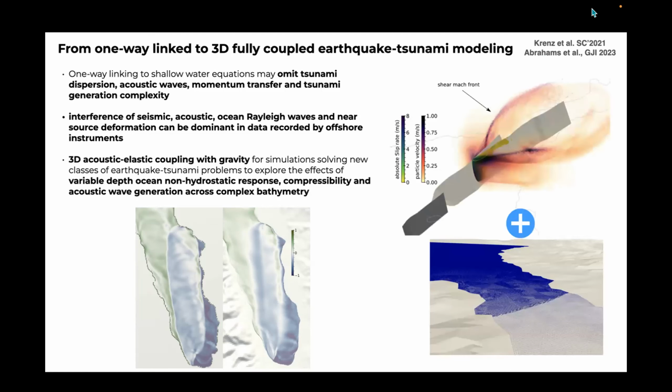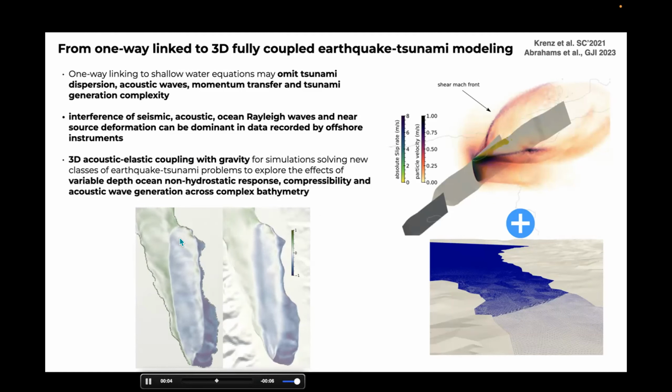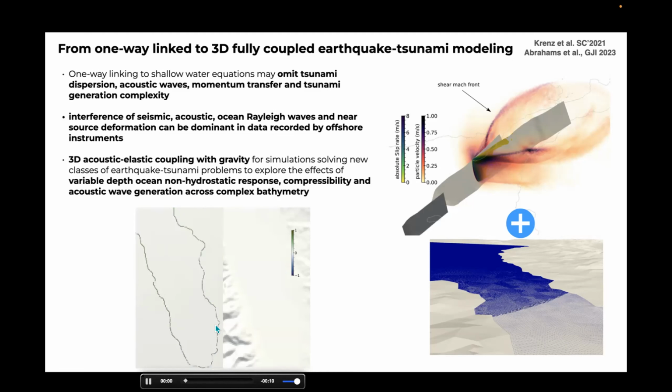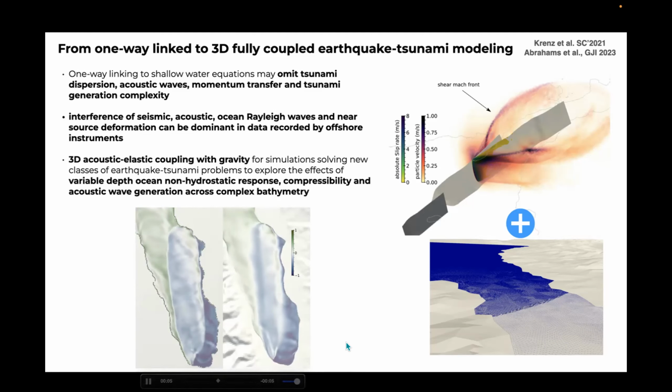And to do this, we're coupling our rupture models with an extra layer that's representing the ocean. And then we can look at the interference of seismic, acoustic, and ocean Rayleigh waves and near source deformation that can be actually dominant in data recorded by offshore instruments that are being placed close to the source. And that opens a whole new set of models we can study. Here's a comparison of a classical linked tsunami that is just using the output of a rupture model to start the tsunami simulation, and a much more complex wave behavior in a fully coupled simulation.